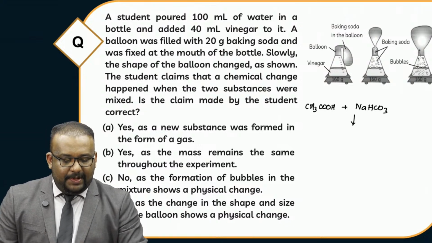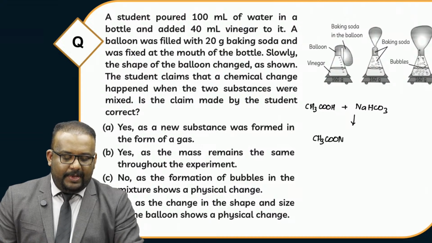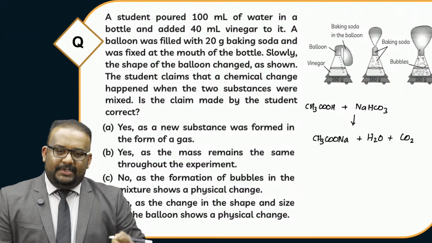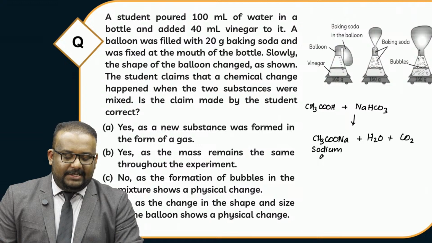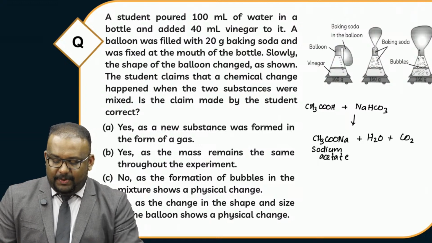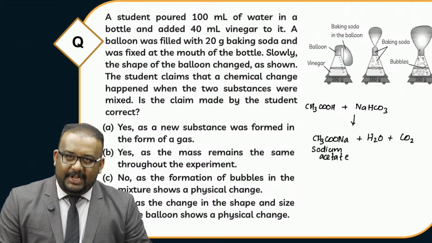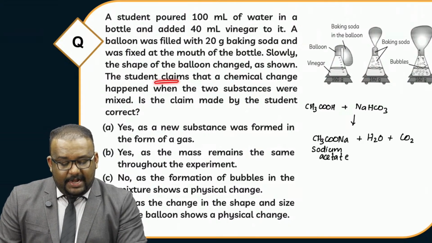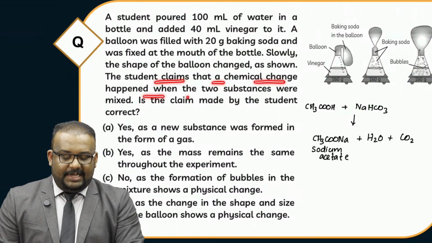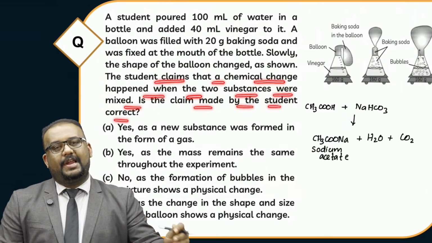So this substance is going to react with acid to form the salt CH3COONa plus H2O plus CO2. So here we have a salt obtained. That salt is sodium acetate or sodium ethanoate, correct? Sodium acetate or sodium ethanoate. That is a salt formed in this reaction. Right. Now, they said the student claimed that a chemical change has happened when the two substances were mixed. Is the claim made by the student correct?